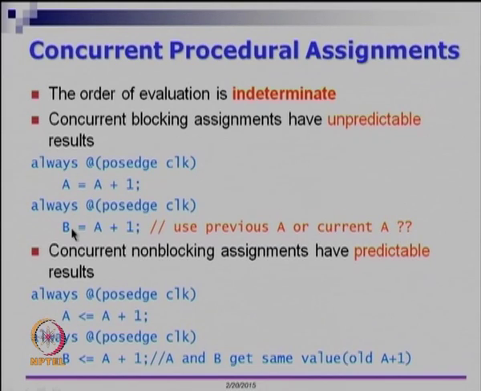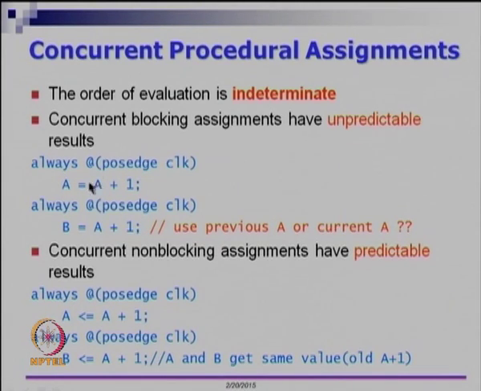If that happened, then B gets the previous value of A plus 1 and A gets the previous value of A plus 1. So both B and A will have the same value, whereas if this happened first and this happened next, then A will get the previous value of A plus 1 assigned to it and B will get the previous value of A before the always blocks were executed plus 2. So it is not clear whether B should use the previous A or the current A.